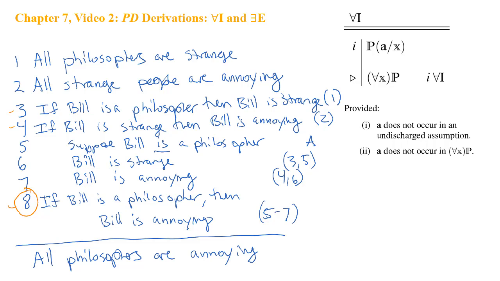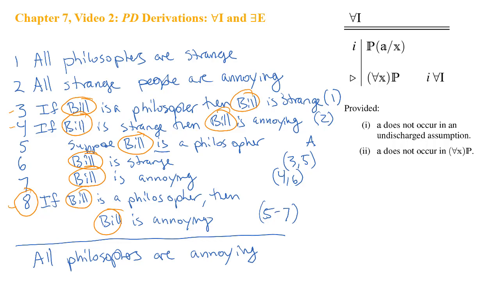And so 8, again, doesn't tell us anything specific about Bill. In fact, if we wanted to, we could have used any name in place of Bill throughout here, and the pattern of inference would have worked just the same. So what 8 tells us isn't simply about Bill. We don't actually care about Bill. The name Bill was just a placeholder for the pattern of inference.